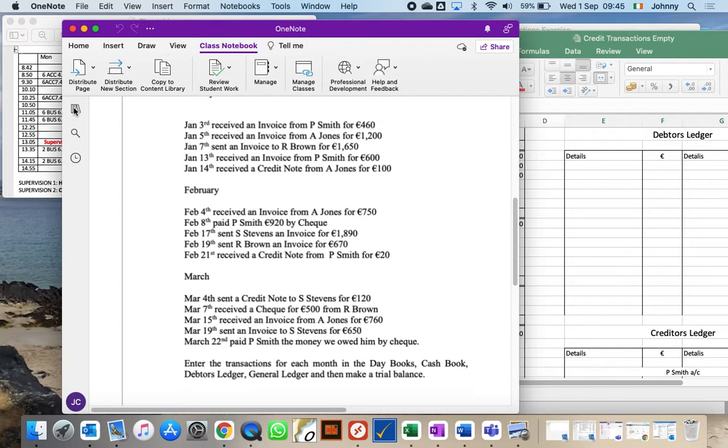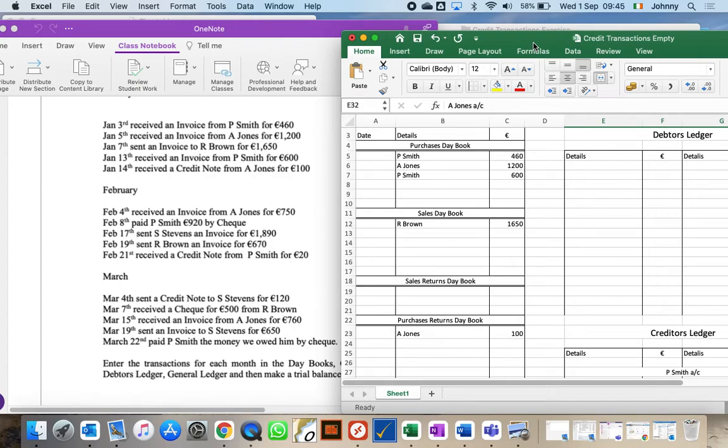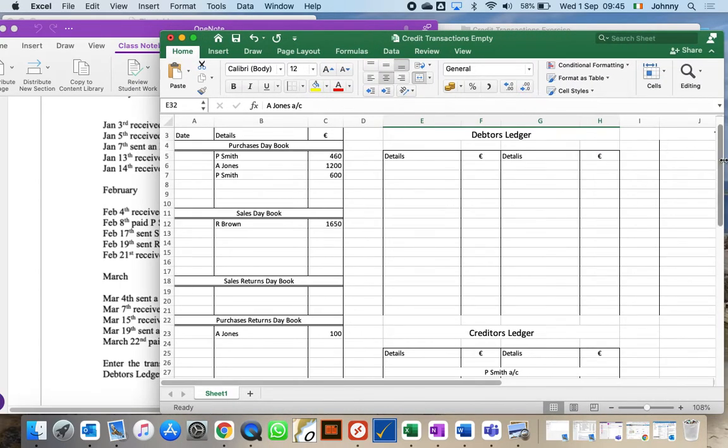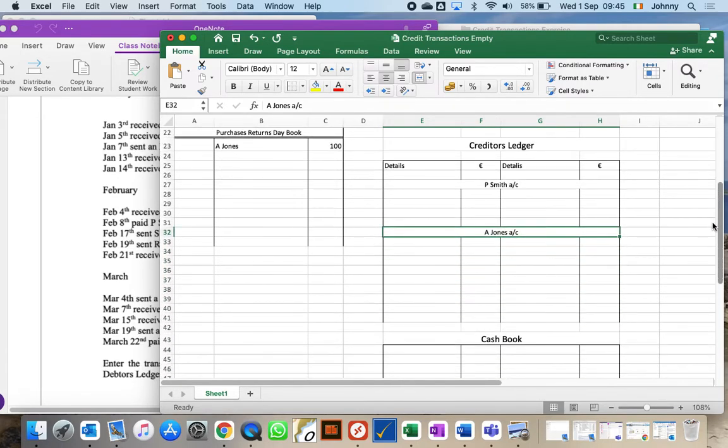Asset, liability, expense, income. So back to this. Again, you're not writing any of this down. I just want to be able to classify what type of accounts these are. So a creditor is somebody who I owe money to. Is that an asset, liability, expense, or income?